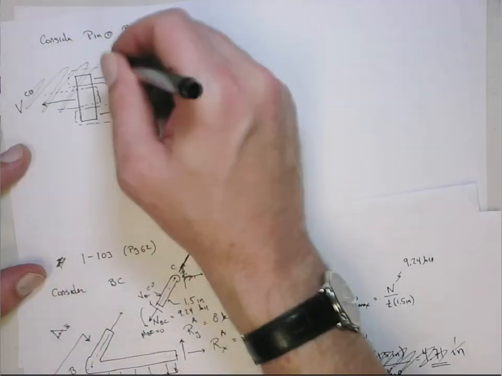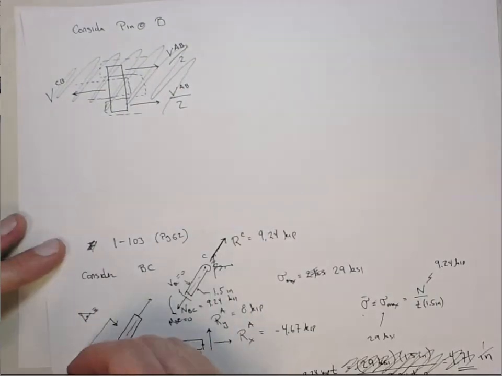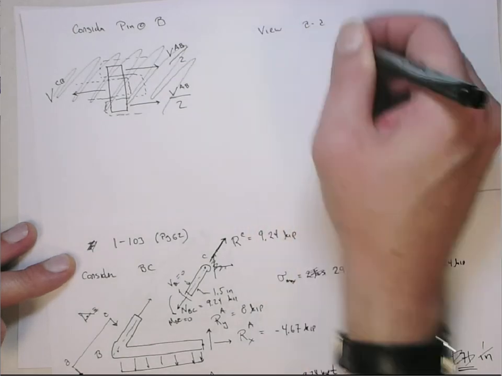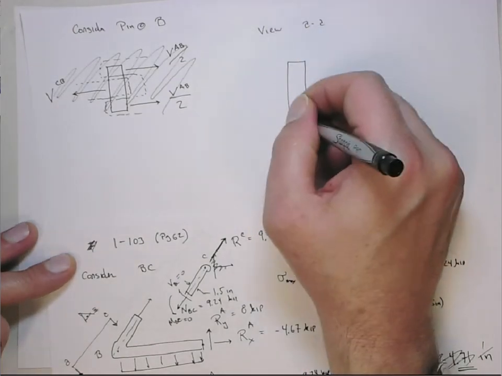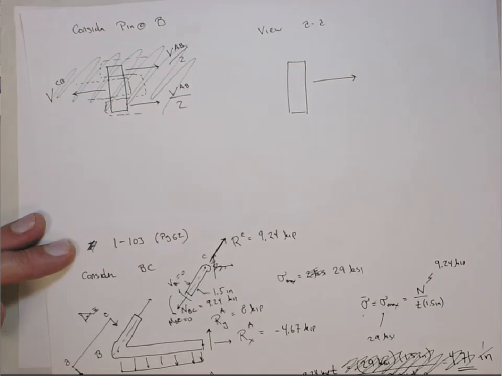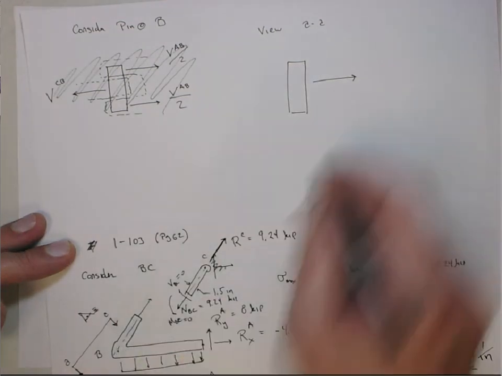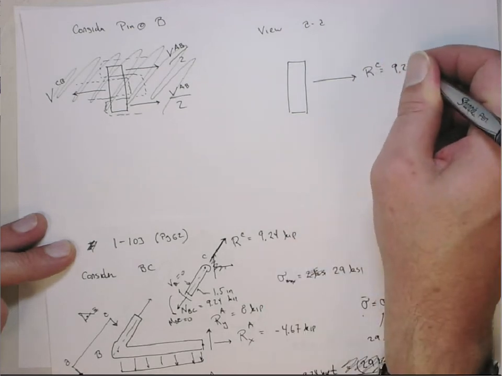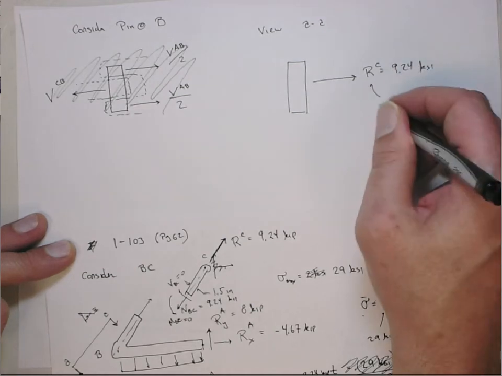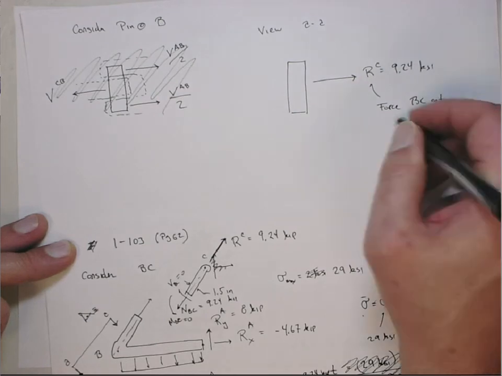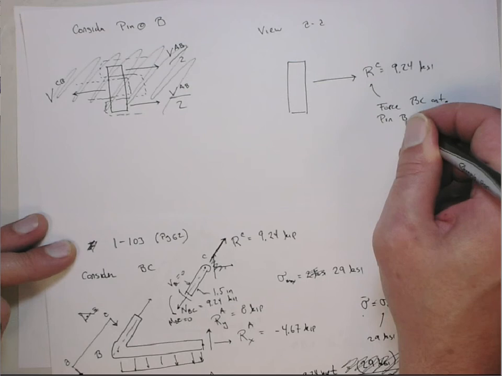Well, let me just redraw it. So if we look at this view, this is view AA. So we look at view AA at the pin. Let's see if I can get this right this time. So here we have the reaction force acting from element CB. This is RC. Okay, we know that's RC. That's equal to the 9.24 KSI. So this is the force from BC onto pin B. Okay, that's that reaction force.